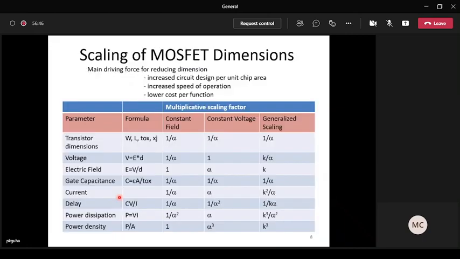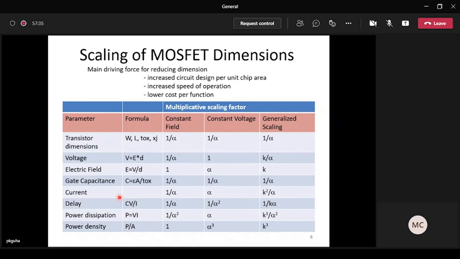So let me go to the scaling aspect of MOSFET. What is the scaling? As I mentioned to you already, Moore predicted that we can double the number of transistors every 2 years. Okay, what does it mean? It means that you need to reduce the size of the transistor. You need to reduce the size of your MOSFET. That is what I'm saying, scaling down of MOSFET.